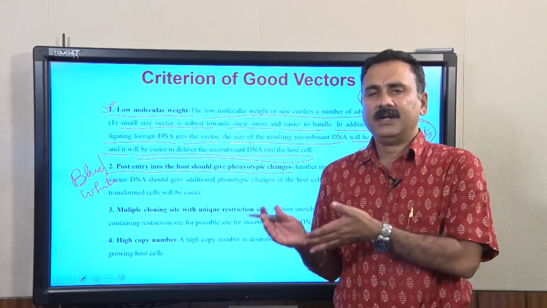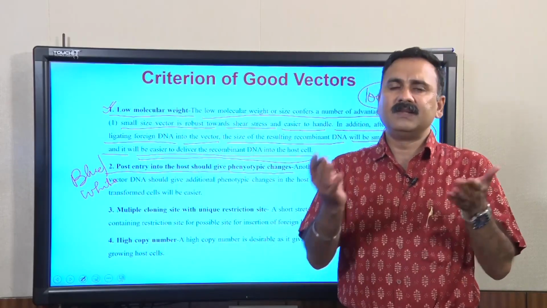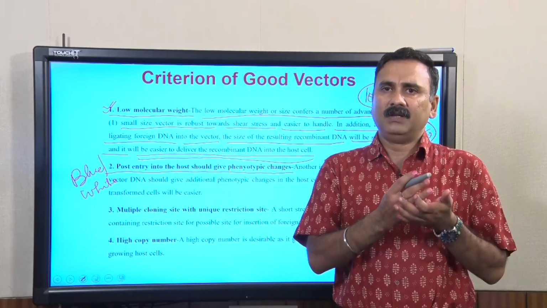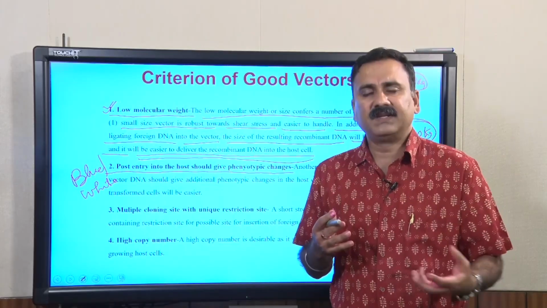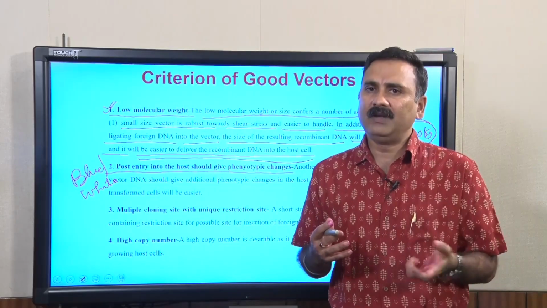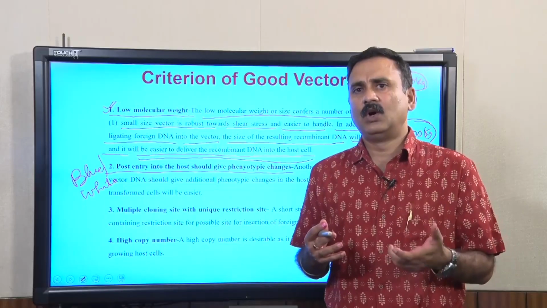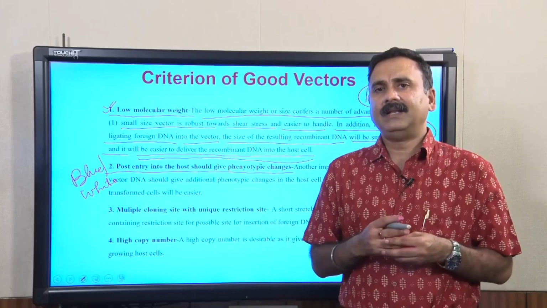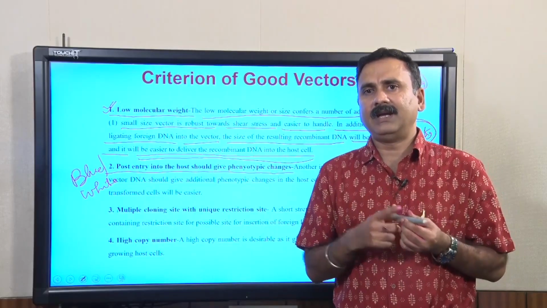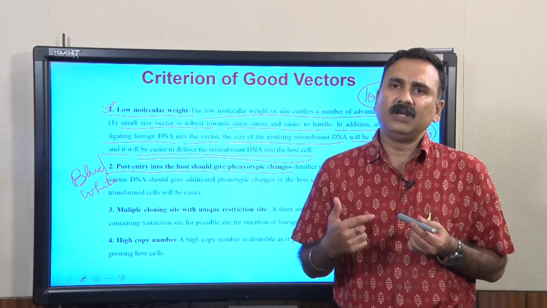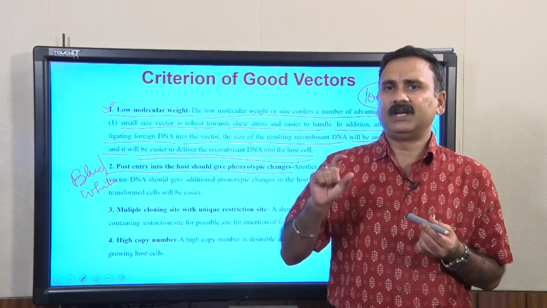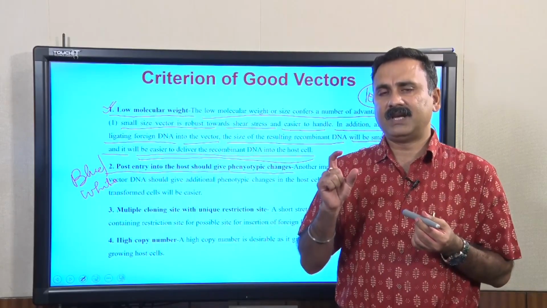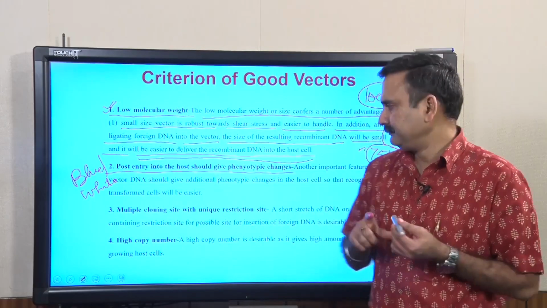Similarly, you have some vectors which contain different types of reporter genes, and that reporter gene also gives phenotypic changes in the host cells once the vector enters them. That is very important, and it facilitates the isolation as well as identification of the host cells which have taken up the vector.